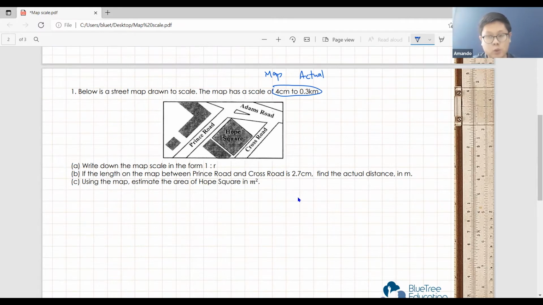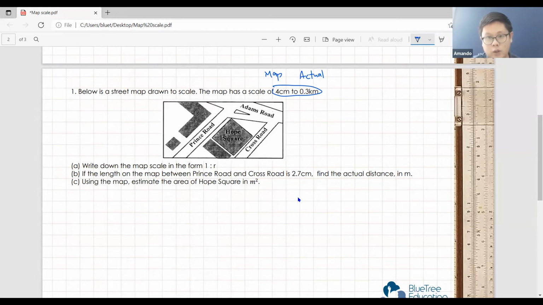In the first question, they want us to convert this into a map scale of 1 to something, in the form of 1 to R. So R is basically the unknown that we want to find out, right? First of all, be aware that when you put the final answer in the ratio, the measurement units will become exactly the same, which means it will no longer be cm to km, but rather cm to cm. Because both units become centimeters, you can then remove the common centimeters and just put the numbers, right?